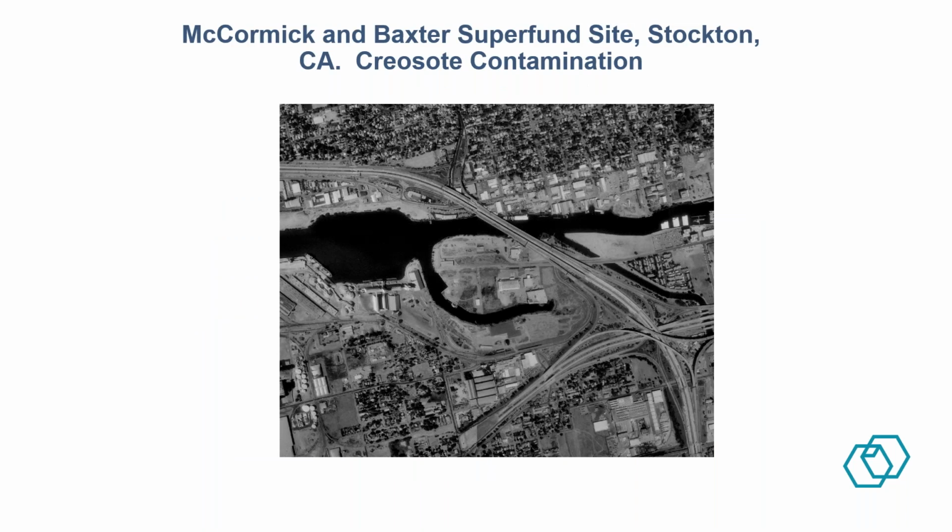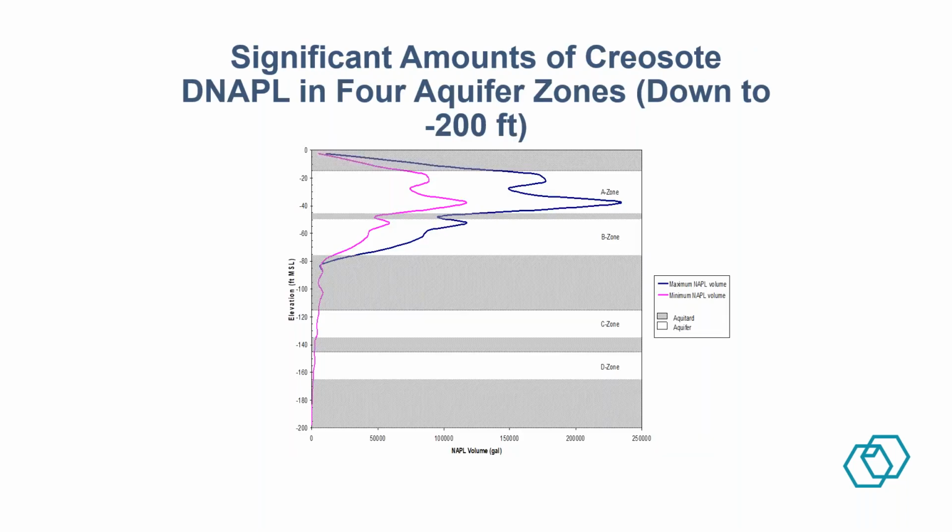We've also had the opportunity to work with EPA and the Army Corps of Engineers on the McCormick and Baxter Superfund site in Stockton, California. The site was previously a wood treatment facility, and as you can see, there was a large creosote and naphthalene issue. The question the EPA and Corps wanted answered was if the naphthalene was degrading under in-situ conditions, which was methanogenesis.